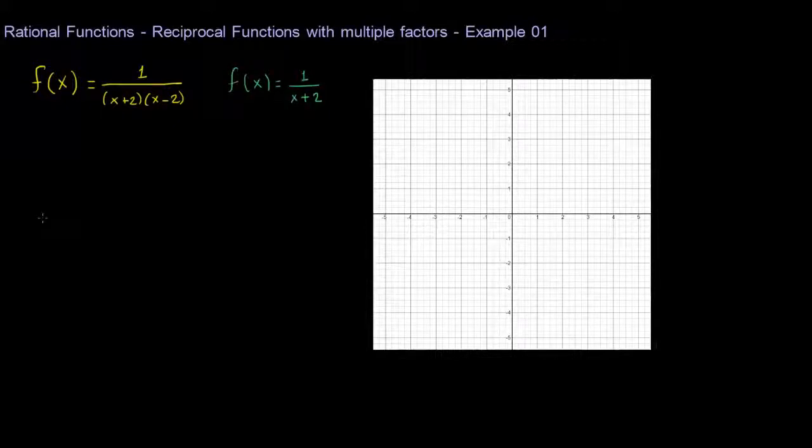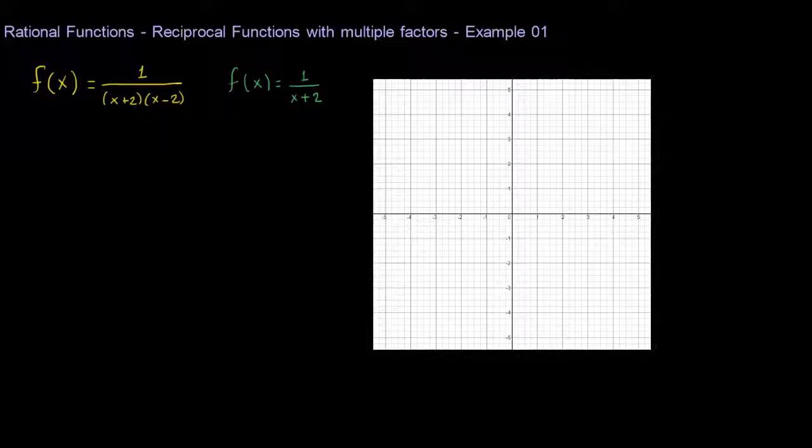Hi, in this video I'm going to explain an example with rational functions, with the case of reciprocal functions with multiple factors. In the previous cases we have seen functions such as this green one, f of x equal to 1 over x plus 2. Perhaps we will be adding something around here like a plus 3. In this case I'm just going to start with something like this and compare it with these other functions, and instead of having only one factor in the denominator, now we have two factors in the denominator.